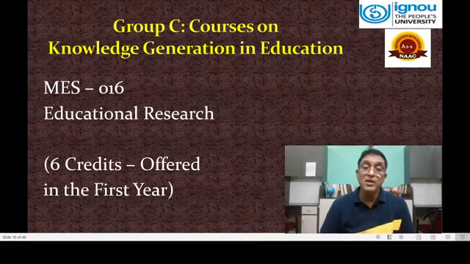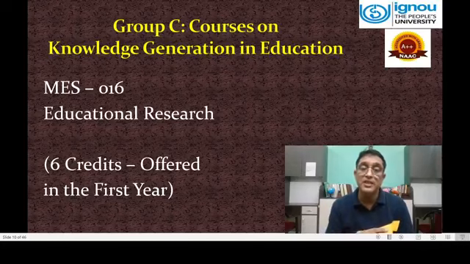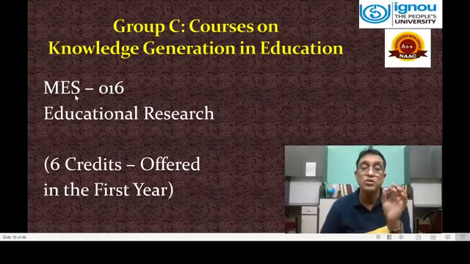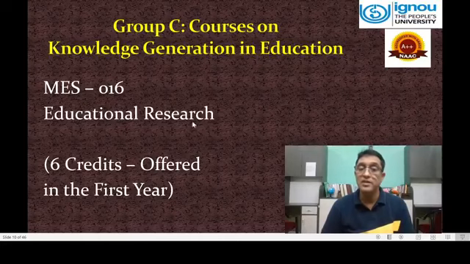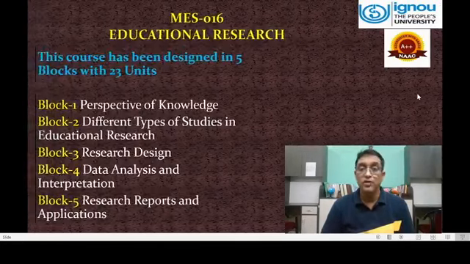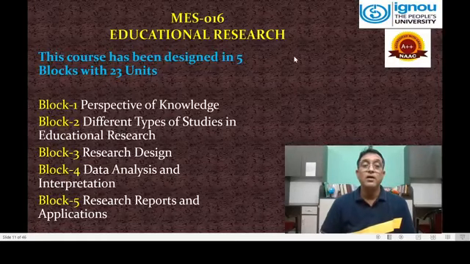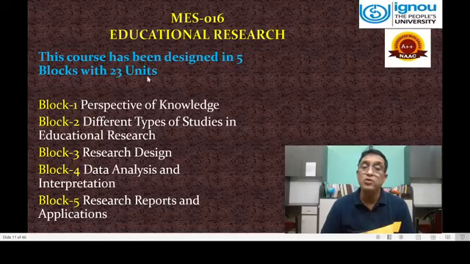Then further in Group C, which we are specifically discussing today, that is courses on knowledge generation in education. Under this group, the first course, which is included in the first year, is MES 016, with the course title Educational Research. This is a 6 credit course. The course of educational research has been designed in 5 blocks with 23 units.